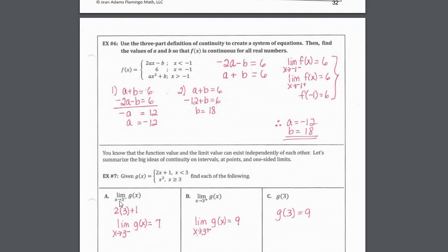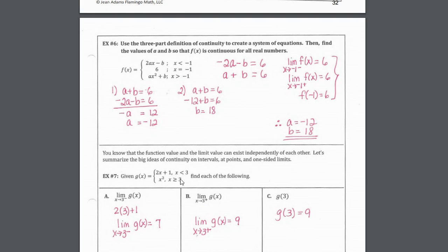We have the limit as x approaches 3 from the left side. Here's 3. From the left side, that'd be the first piece. So what's the limit? Plug it in. 2 times 3 is 6, plus 1, 7. So then the limit as x approaches 3 from the left side of g of x is 7.